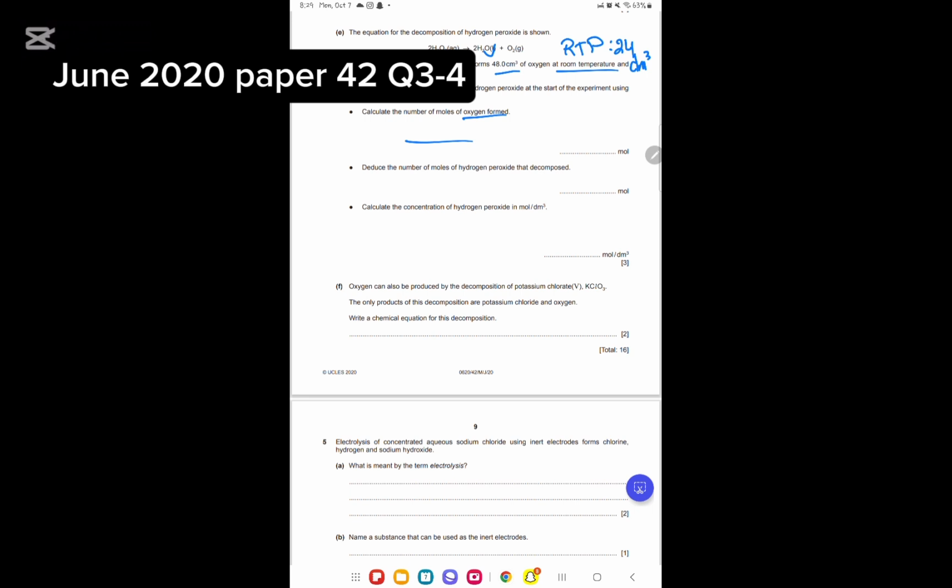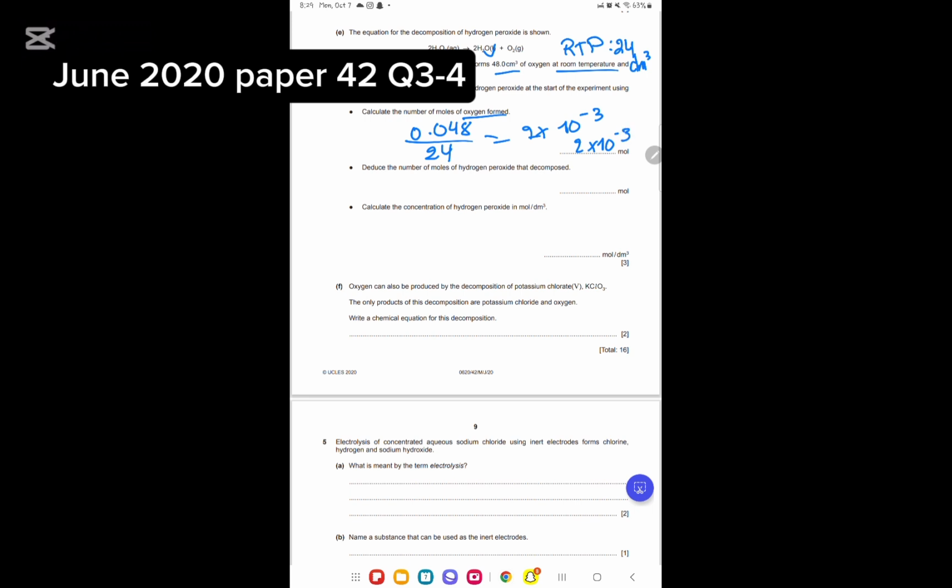So 48 divided by 1,000, we're gonna get 0.048, and we're dividing it by 24, which is our RTP. So if you do 0.048 divided by 24, you are gonna get 2 times 10 to the negative 3. So it is 2 times 10 to the negative 3 mole.